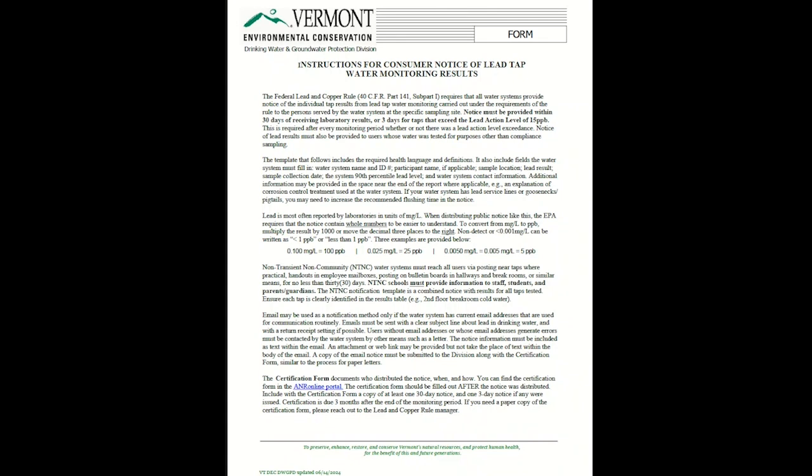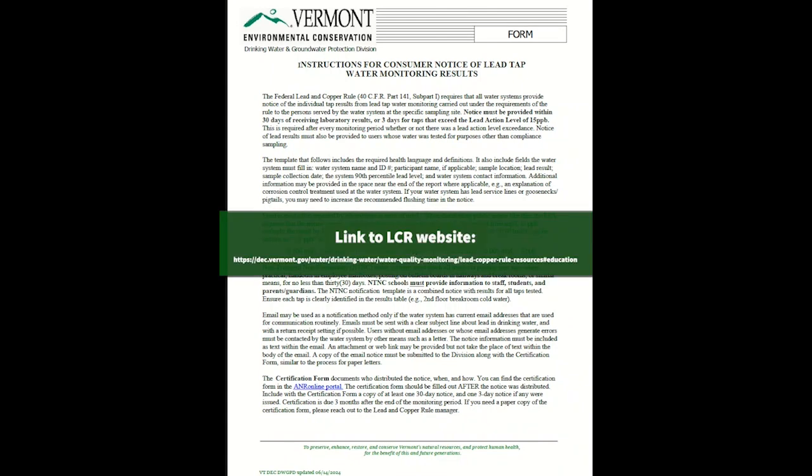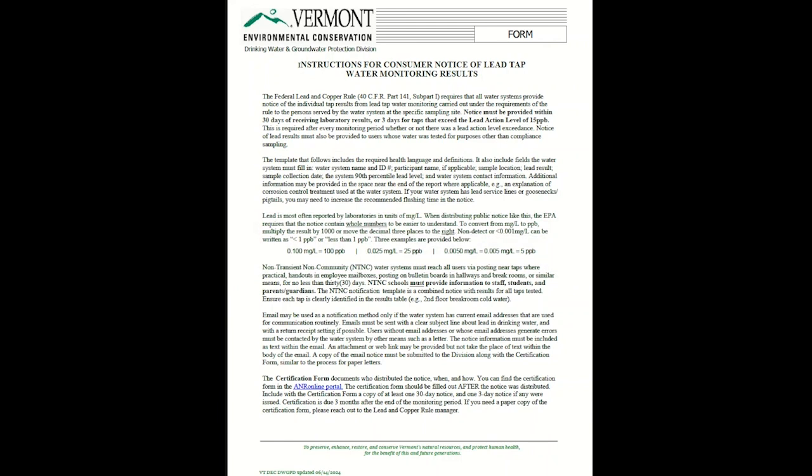Before beginning to fill out the notice, make sure you have all the necessary information. You will need a list of all of the water system's tap sampling locations and lead results, as well as the 90th percentile calculation. If you're unfamiliar with how to calculate the 90th percentile, you can visit the state's Lead and Copper website where you'll find the 90th percentile worksheet with instructions. Once you have all the necessary information, you can start to fill out the notice.